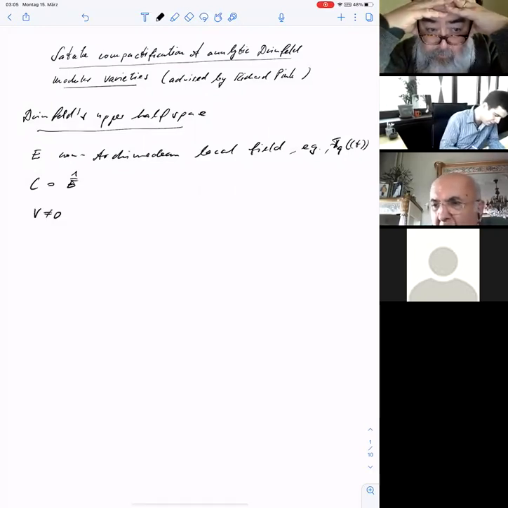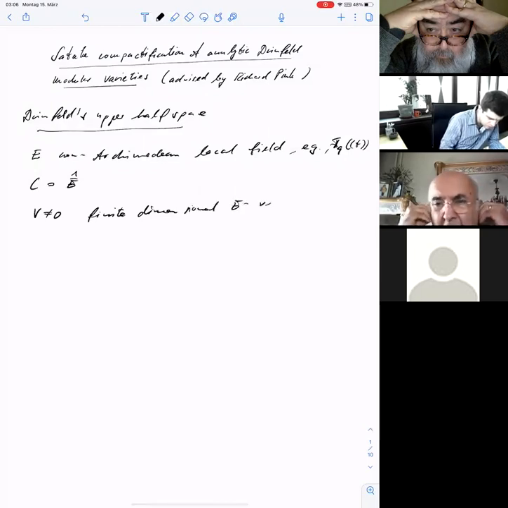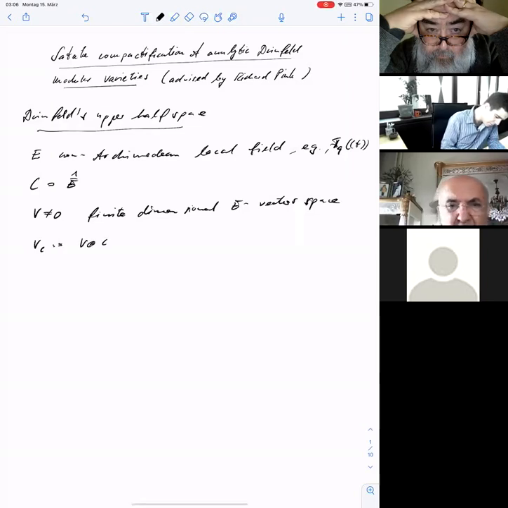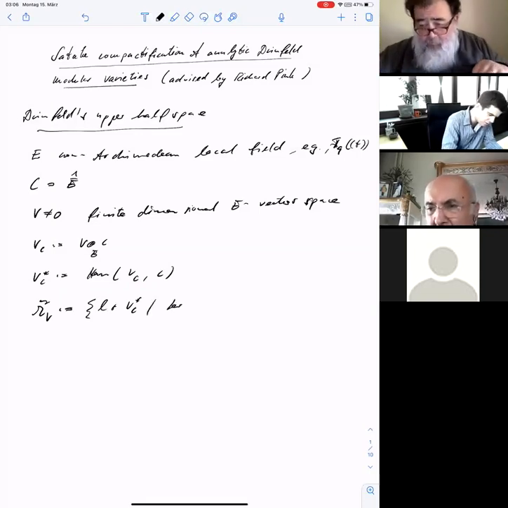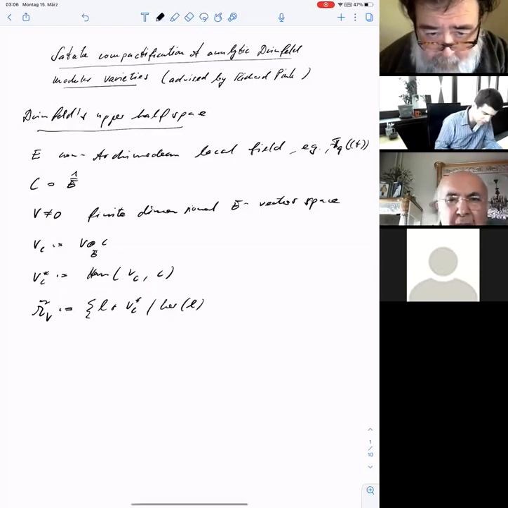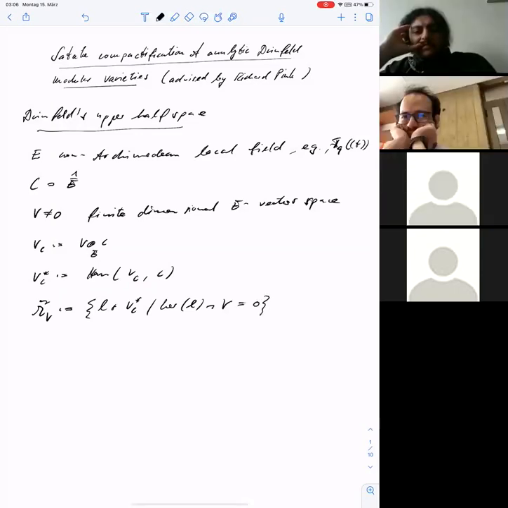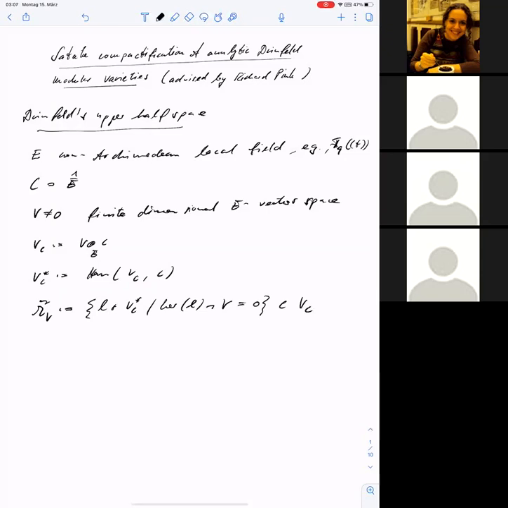And then V is a finite dimensional E vector space, non-zero. And by V_C, I denote the extension of scalars to C. By V_C dual, or V_C star, I mean its dual. So these are the linear forms from V_C to C. And then the pre upper half space is the following. It's the set of linear forms L in the dual such that the kernel of L intersected with V is trivial, or equivalently, the linear forms whose restriction to V is injective. So this is a subset of V_C dual.